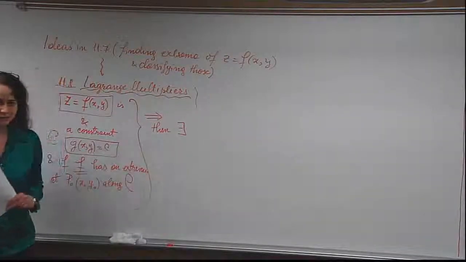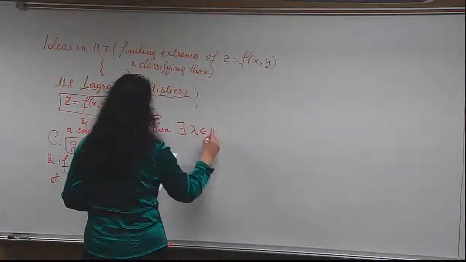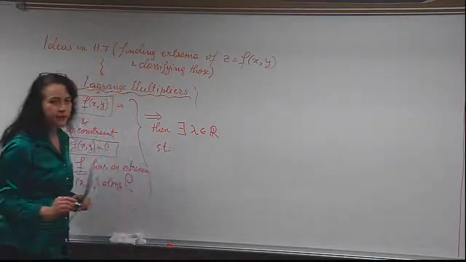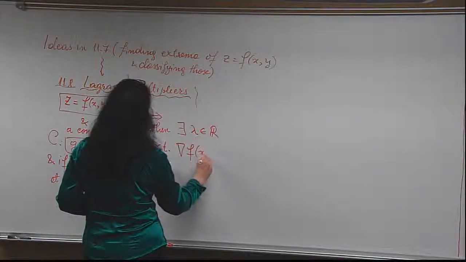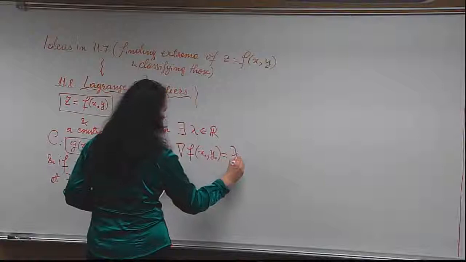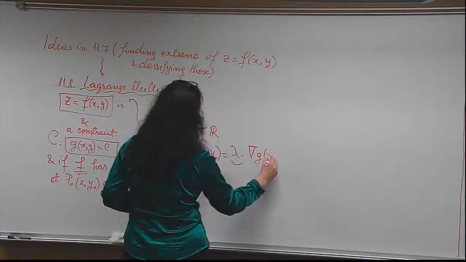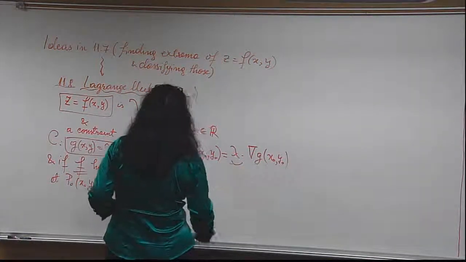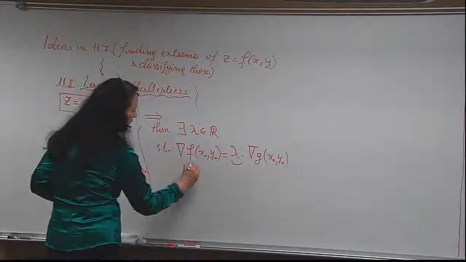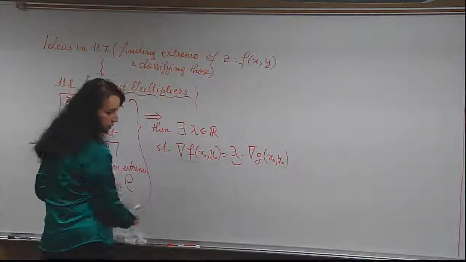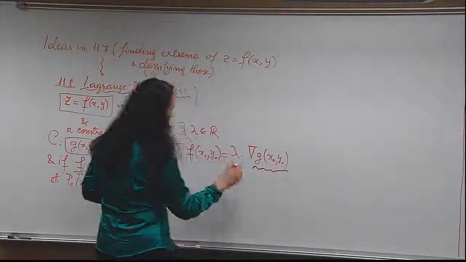exists, I taught you this sign. There exists a lambda, real number, such that the gradients are parallel. The gradient of f at x0, y0 will be parallel, with a proportionality factor lambda, to the gradient of g, the constraint function. So we have two musketeers here that matter: the gradient of the original function, the one you want to optimize, and the gradient of the constraint function as a function of x and y at the point.